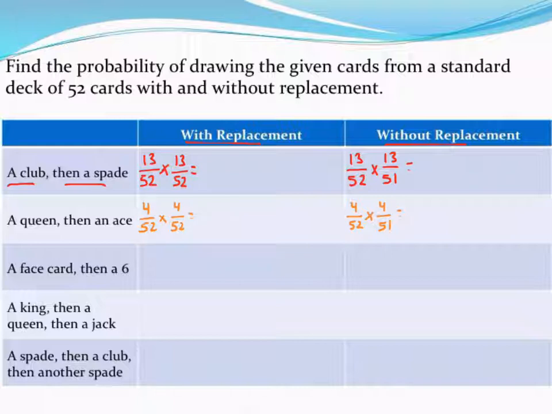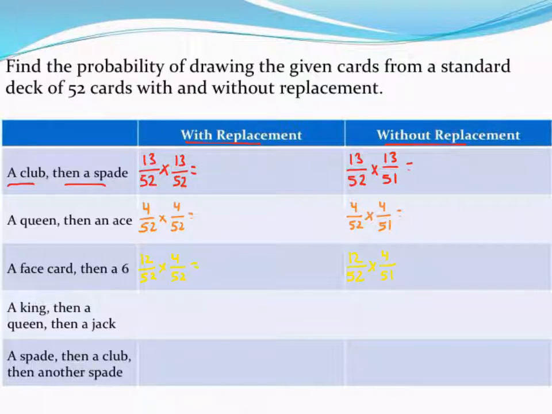Next situation, let's pull a face card and then a 6. Well, there's 12 face cards out of 52. I put that back in the deck, so there are 4 6s out of 52 cards total. However, once I try the non-replacing part, the beginning fraction is always the same: 12 cards out of 52, but I throw that face card away. There's still 4 6s, but there's only 51 cards I'm pulling from.